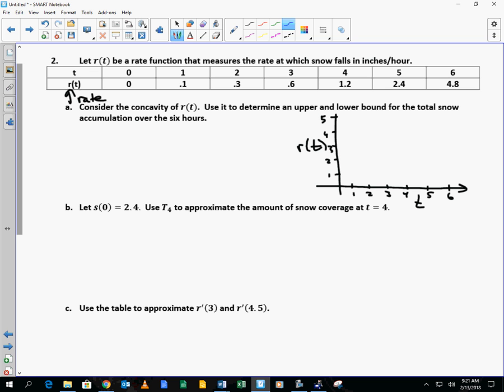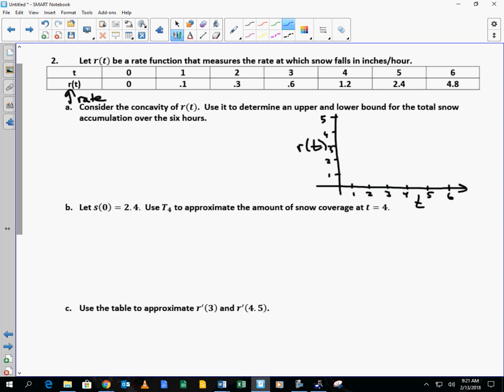So now we're changing the problem. We're talking about snow falling at a certain rate. We're able to measure the rate at which that snow falls. We want to talk about the accumulation here. This would be an example that we could probably do by hand as opposed to a calculator. The difference is that we're given a table as opposed to an actual function. Consider the concavity of R of T and use it to determine an upper and lower bound for the total amount of snow accumulation over the course of 6 hours.